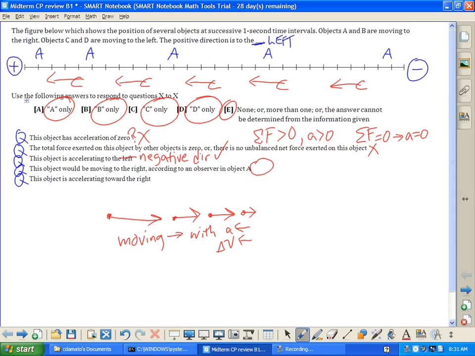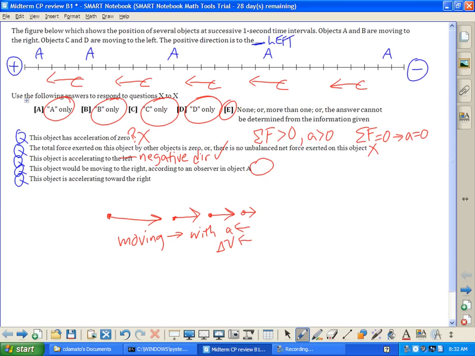So how would an observer in A see object C moving? How do you answer that question? The scope test. You imagine yourself as a bug in object A, keeping your scope pointed at object C. If your scope swings to the positive direction, then that object you're looking at is moving in the positive direction. If your scope is pointed in the negative direction and the object is getting smaller in your scope, then the object is moving in the negative direction. Got it?